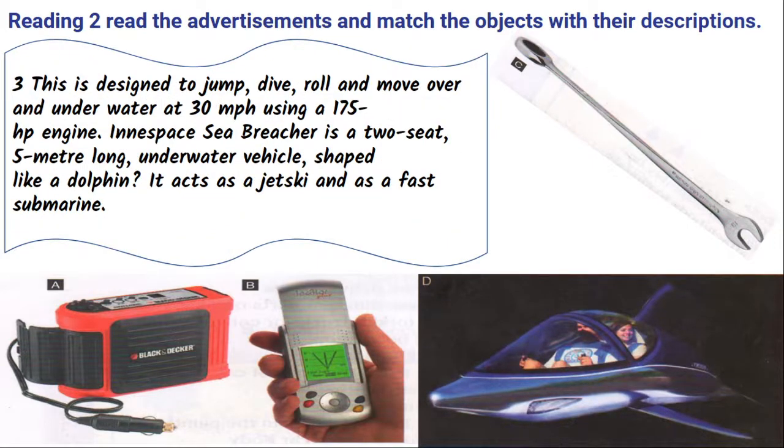Third statement. This is designed to jump, dive, roll, and move over and underwater at 30 miles per hour using a 175 horsepower engine. The Sea Breacher is a 2-seat, 5-meter long underwater vehicle shaped like a dolphin. It acts as a jet ski and as a fast submarine. So it is obvious, and we are talking about the illustration in picture D.